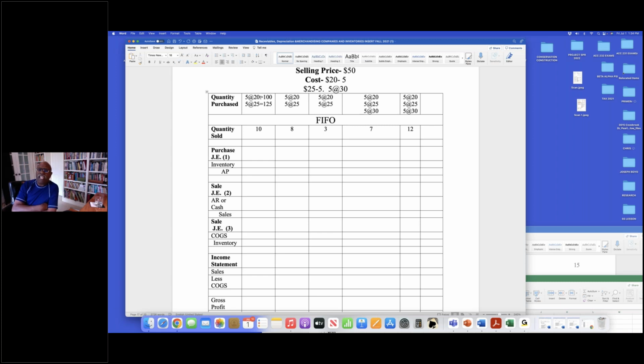Well, how much money are we making now? Five were at 20 and five were at 25. How much money are we making now? Stalwart, how much money did you make?